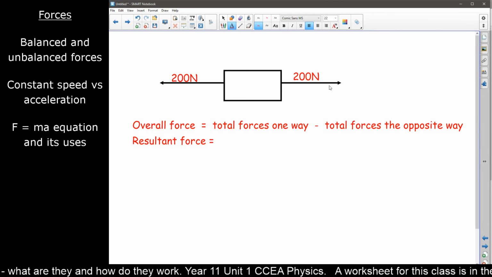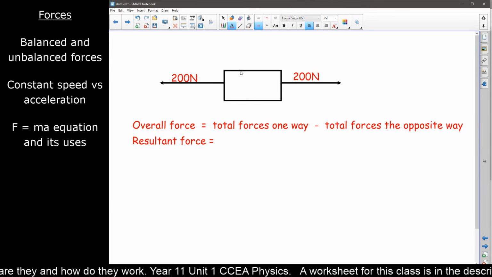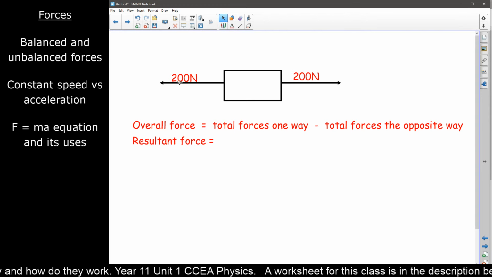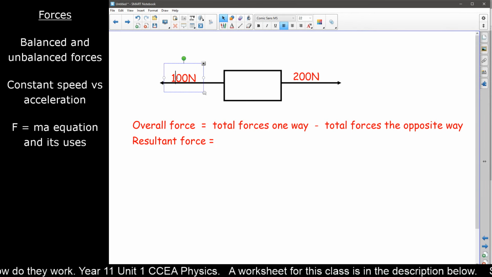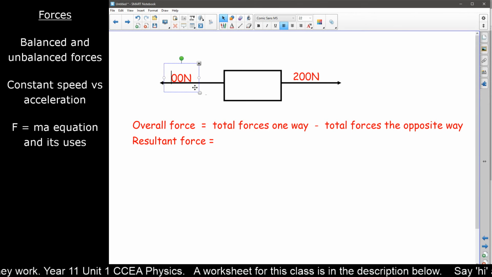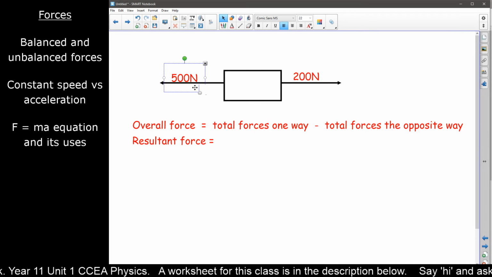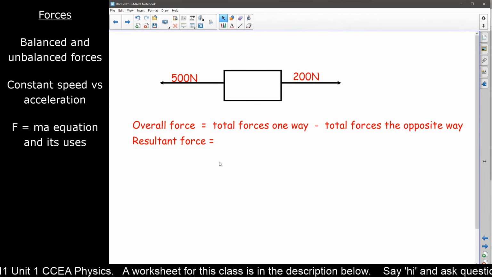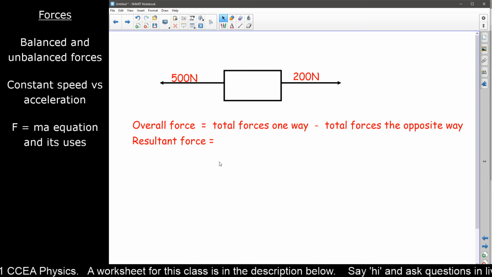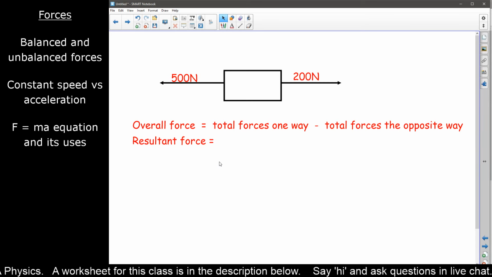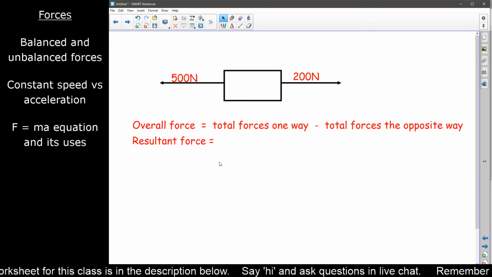Now, sometimes that's going to be straightforward. In this case, the resultant force is 0. Change these numbers ever so slightly, we'll change it to 500. We've got 500 to the left, 200 to the right. The resultant force is 300 newtons, but it's more than that, because forces are vectors, so the direction is important. It's 300 newtons to the left.